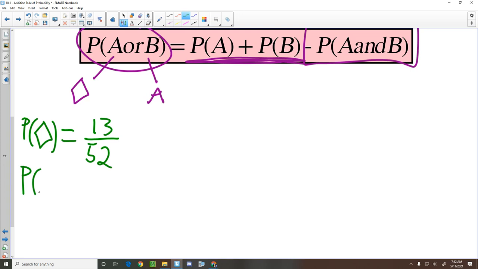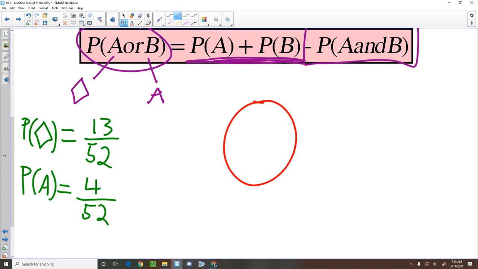And the probability of drawing an ace. How many aces are in a deck of cards? There are 4 of them out of the same 52 cards. So those are my 2 separate probabilities. Now, if those events were mutually exclusive, I would just add these 2 probabilities together, which you can do nice and easy with a common denominator. I love that with fractions, right? But there's an issue.